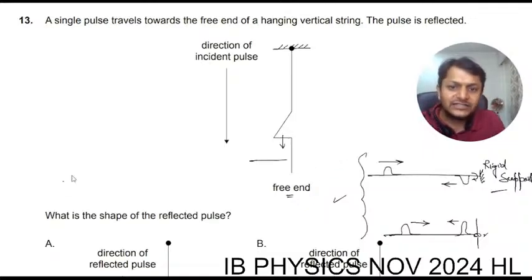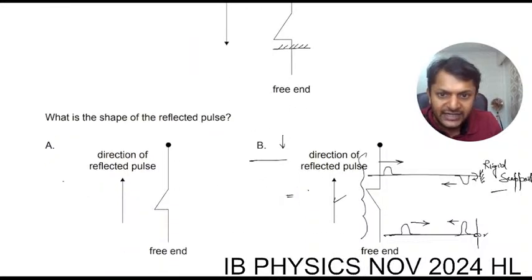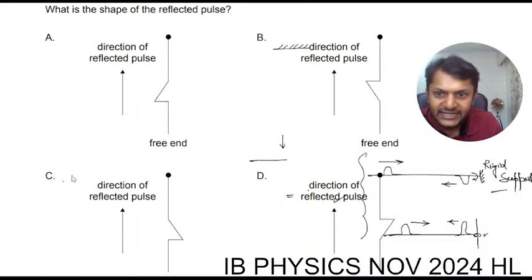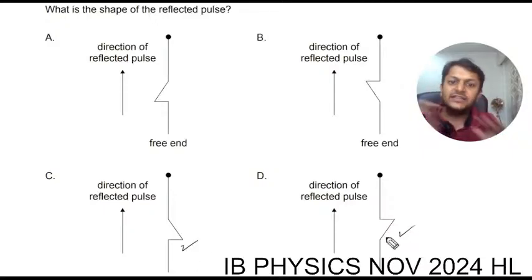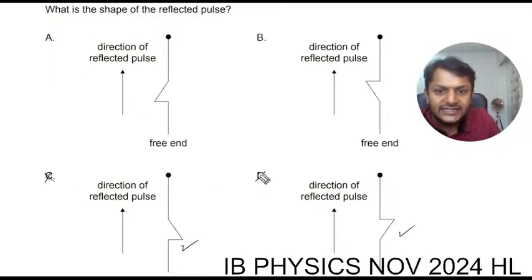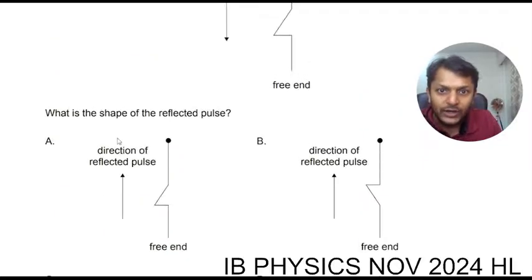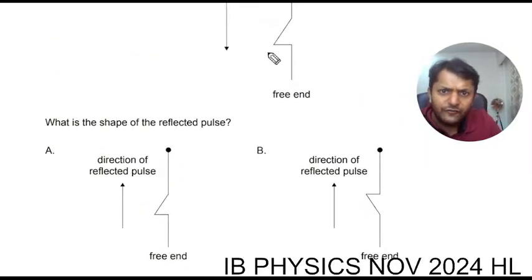So out of these options, let's see, A, B and C, D. In these two cases, the pulse is inverted, and so definitely C is wrong and D is wrong. There is nothing that we can do about it. Now moving on to A and B. Now what happens here? So you have to consider this.